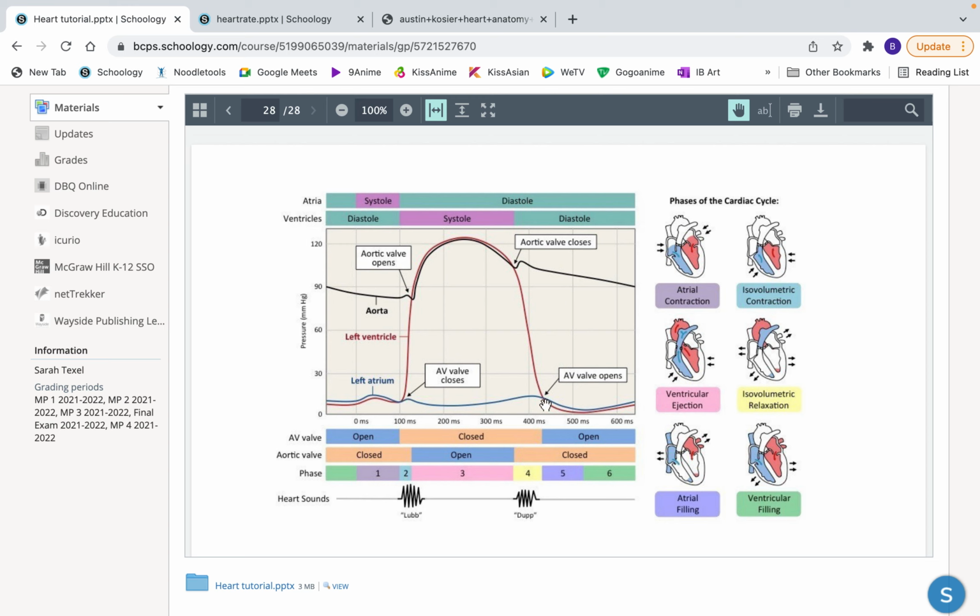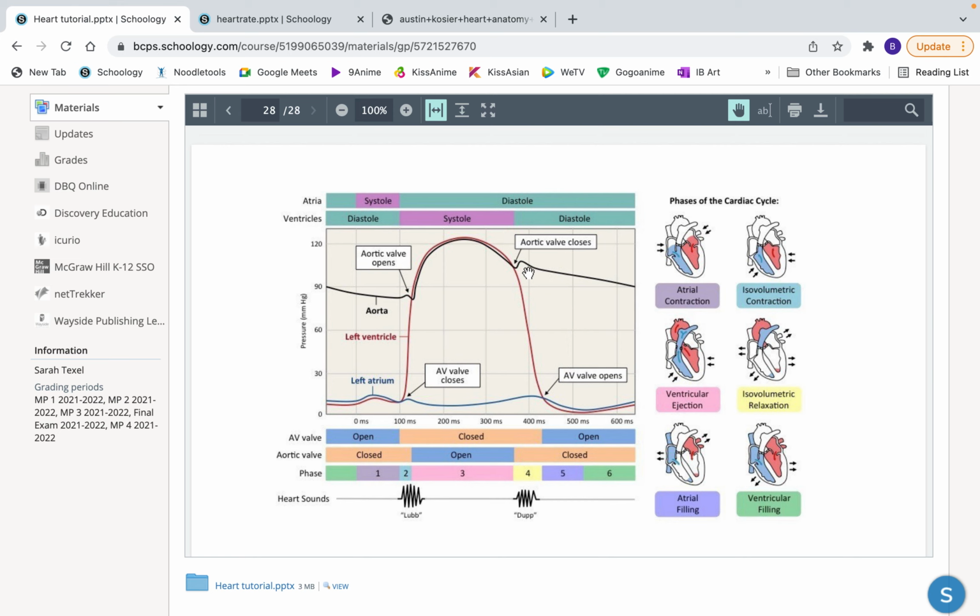When we go back over here, when the two paths cross again, that's when it's going to open back up, and that's when you're going to have passive filling all the way up until this blip. If you want to talk about the systole of the ventricle, that's going to be the entire time it's spiking and until that aortic valve closes.